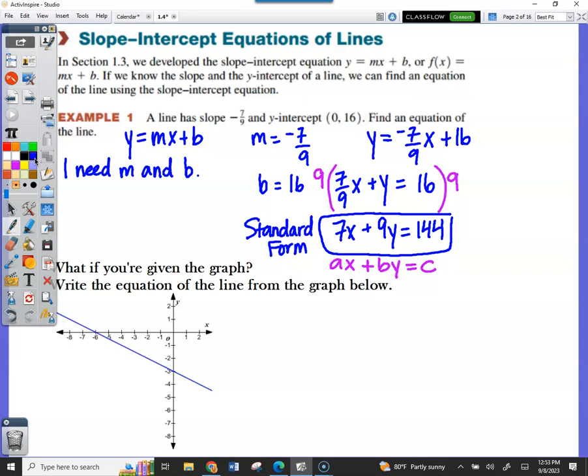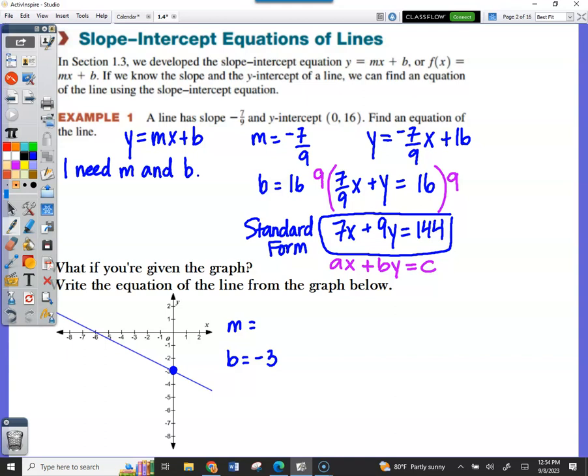Now, what if I gave you the function as a graph, and I said, write the equation of the line from the graph below? You still just need the slope and the y-intercept. So you would go on the graph and look at it to identify where it is crossing the y-axis. To get the slope, you're going to have to count rise over run, which means you need to start with your lowest nice point, rise level to the next nice point, and then run to it.